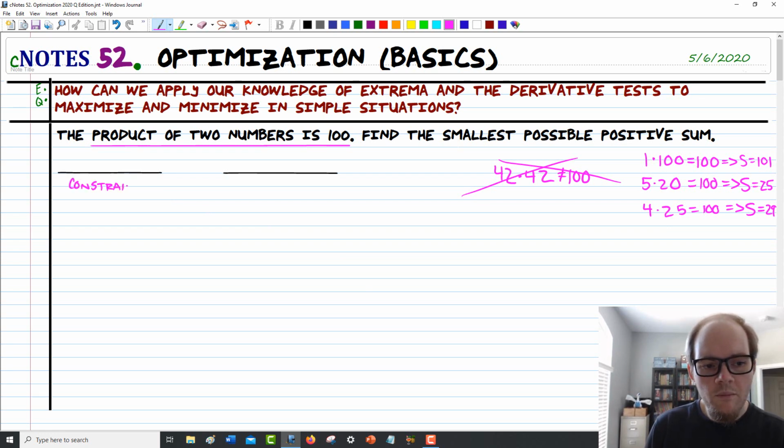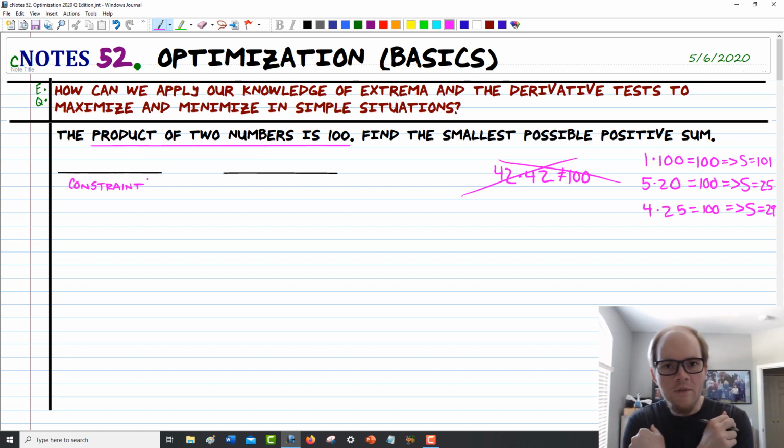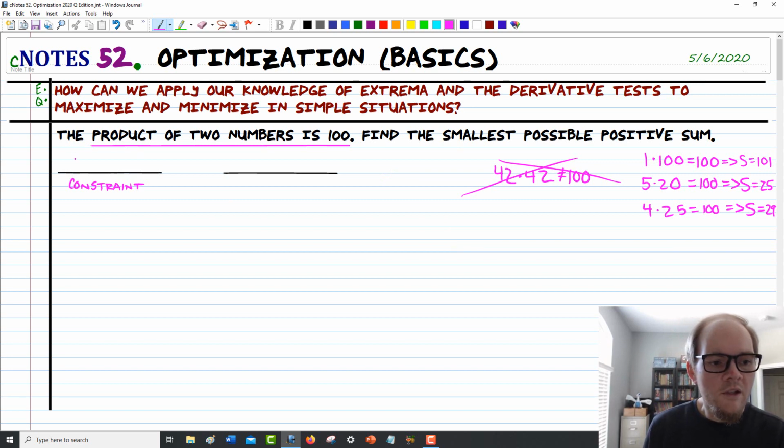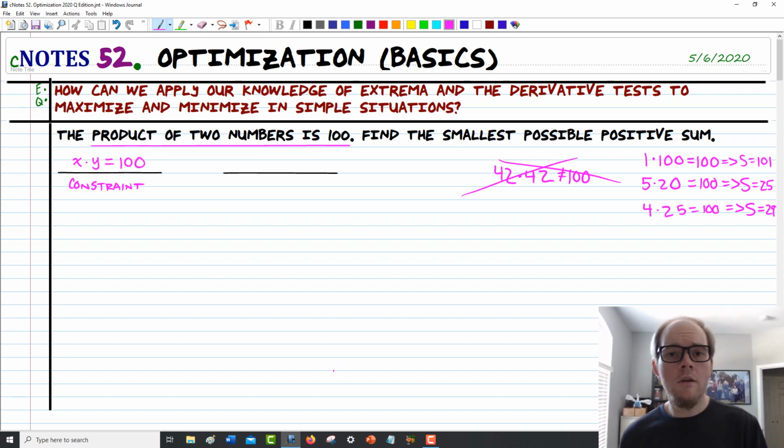A constraint, if you know what it means to constrain something, is to hold it. It's almost like constricting, like you can't let them move, like they can't go anywhere. They limit your movement. So a constraint equation has to be something that limits our choices, and telling us the product has to be 100 is one way of constraining our choice of possible numbers. I'm going to call the numbers x and y. Since the product is 100, I'm going to say x times y is equal to 100. And there is our first bit of work. We now have a constraint equation.